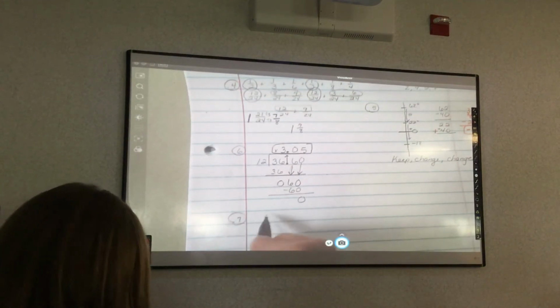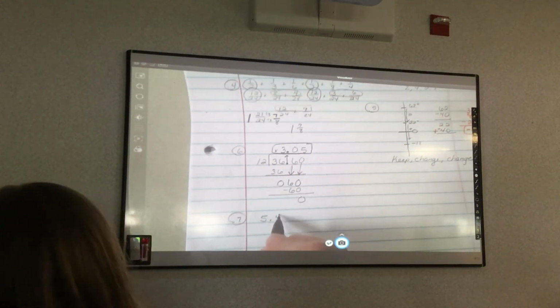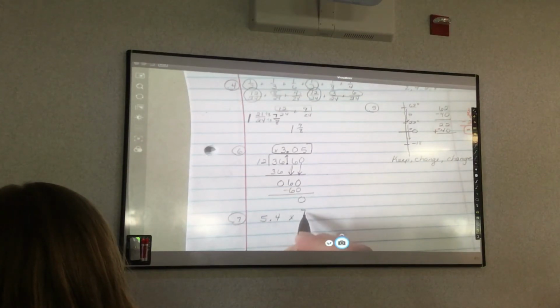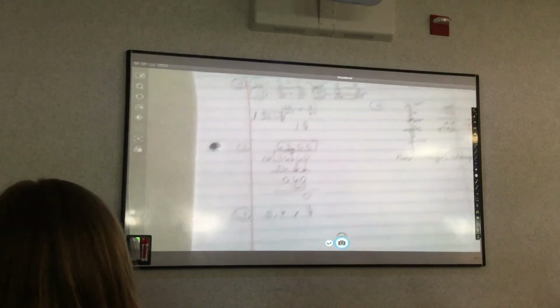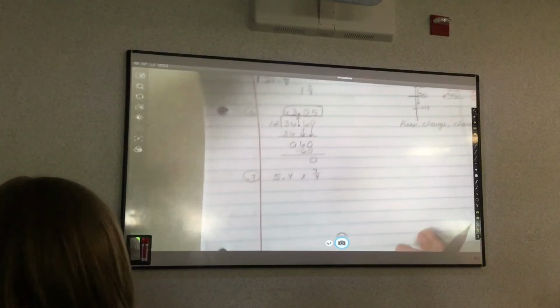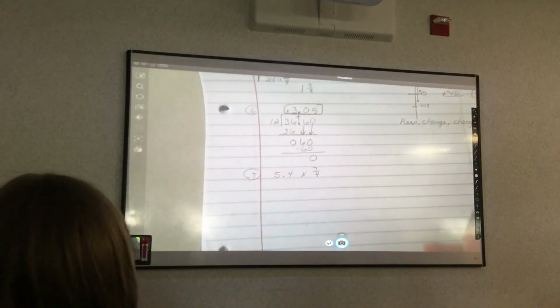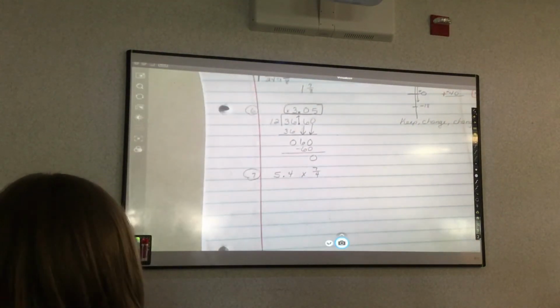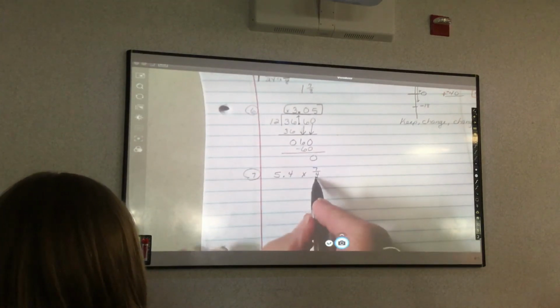Number 7. 5 4/10 times 7/4. What's the first thing I need to do? One's a fraction, one's a decimal. Change the fraction to a decimal. I'm gonna change the fraction to a decimal.